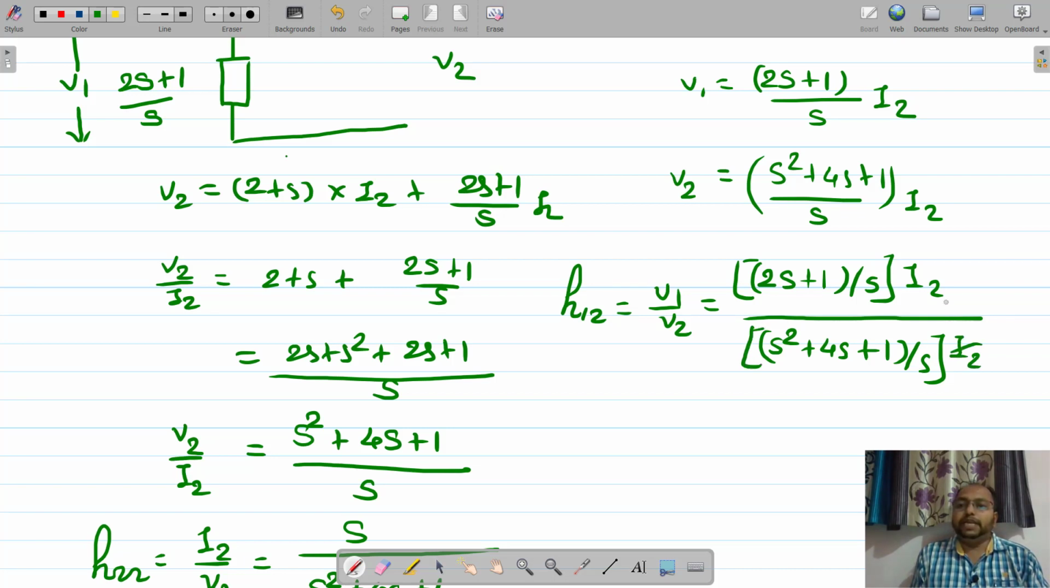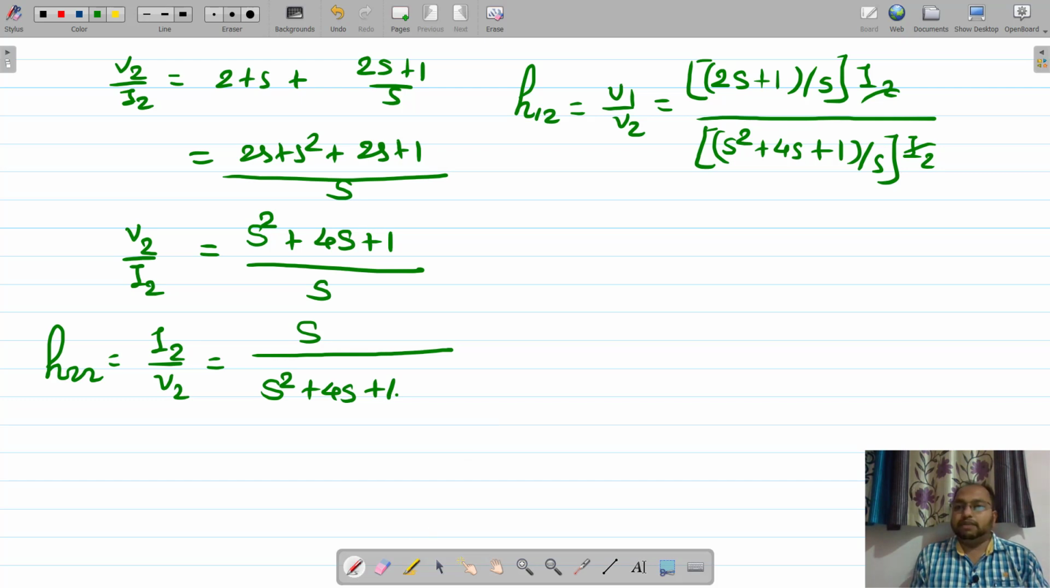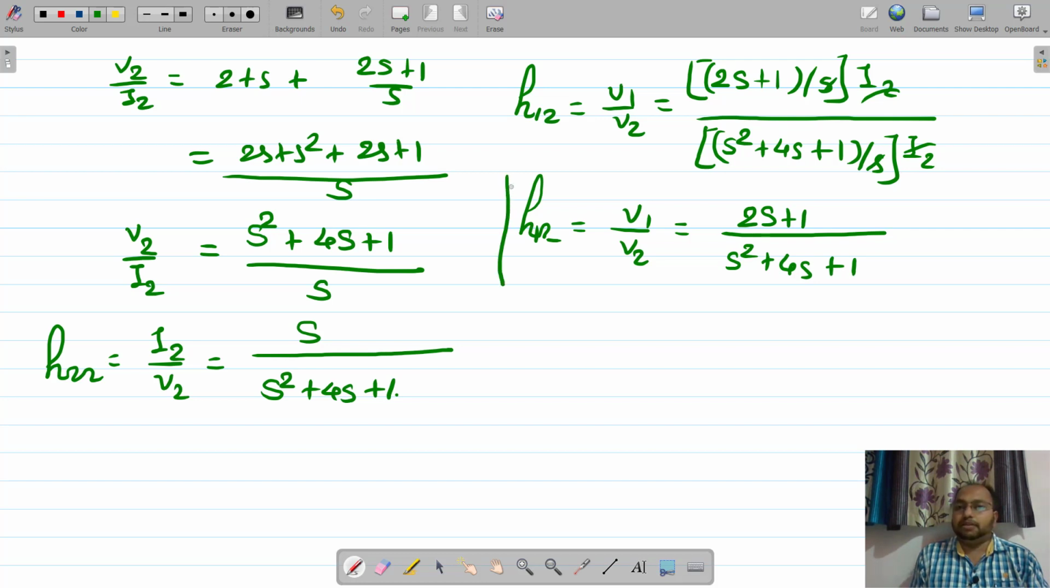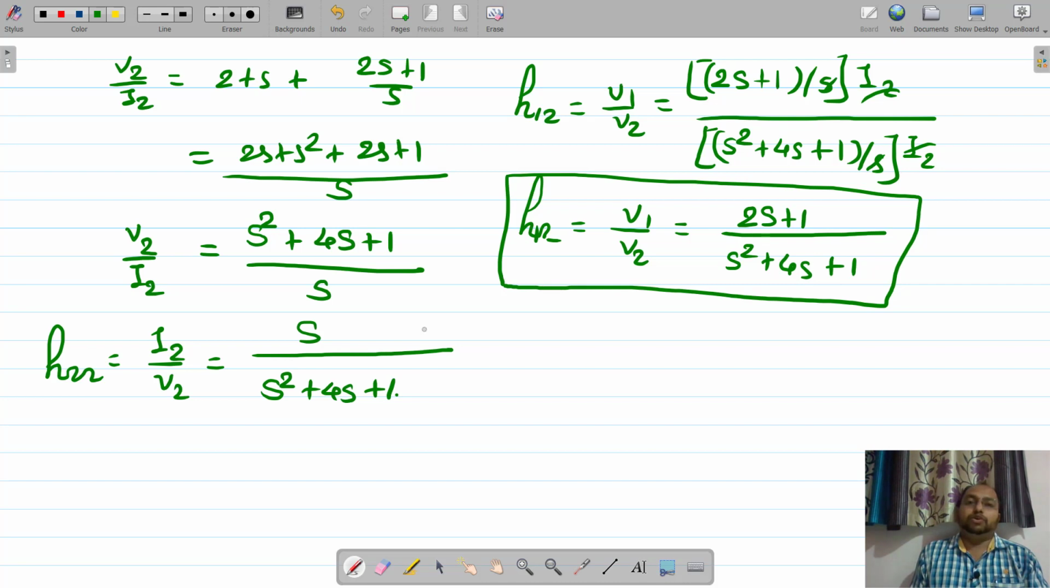So I2 will be getting cancelled out, right? And what is the remaining terms then? Can I cancel out this s? Yes, we can. Therefore h12, which is V1 divided by V2, is equal to twice s plus 1 divided by s square plus 4s plus 1. That is my final h parameter. Is that fine? Hope you understood it.